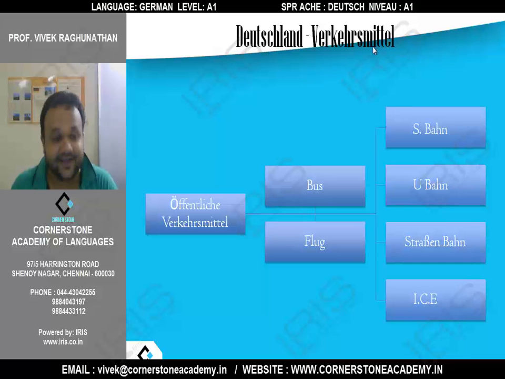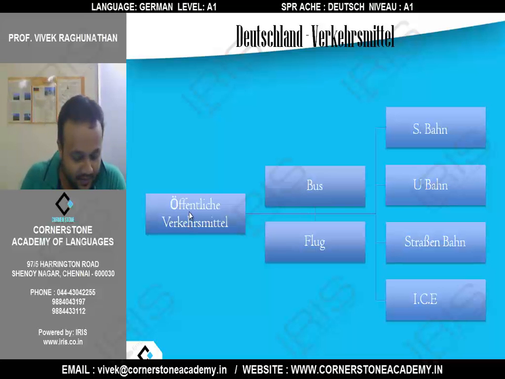Deutschland Verkehrsmittel. Any idea? Modes of transport in Germany. Öffentliche Verkehrsmittel. Verkehrsmittel meaning public transport.